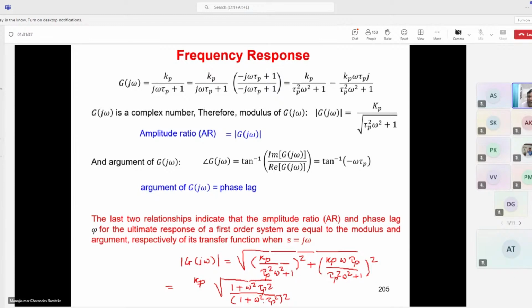Now this first term will get cancelled out with the square term. So what we are going to get is Kp divided by the square root of 1 plus omega square tau p square. Do you all agree? Correct? Yes, sir. So this is what we have obtained here. See, Kp divided by the square root of tau p square omega square plus 1. Is that clear to everyone? Hello?